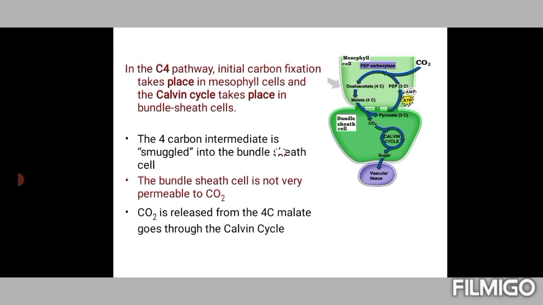And it's actually a 4-carbon intermediate smuggled into the bundle sheath cells. That's what we see here. And the Calvin cycle takes place inside bundle sheath cells so as to produce carbohydrate like this.